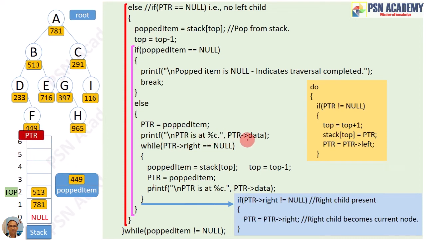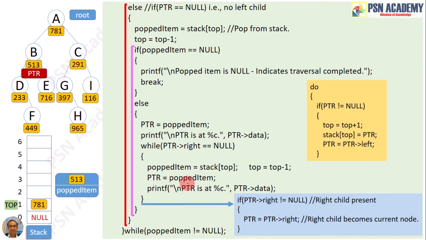You may print the data or whatever processing you require. Then standing over there, you check whether there is right child or not. This time you see that there is no right child. That means ptr right is null. So this while loop will be executed now. While ptr right is null, pop item from stack and store it inside popped item. So 513 is the topmost element inside the stack. So 513 comes over here, top goes down, and then set ptr to popped item. So ptr will be set to 513 now.